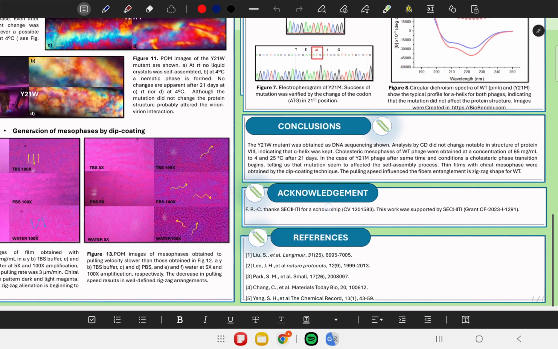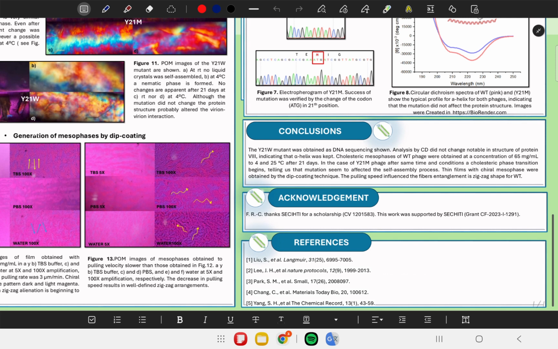In conclusion, our observations suggest that the I21W mutation does not significantly change the protein structure while the I21M mutation affects the self-assembly process. This is important for understanding how these bacteriophages behave and their potential uses in biotechnology and nanomaterials.